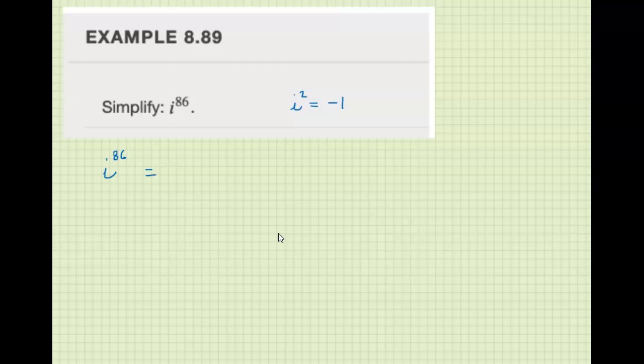The way I can rewrite this so I have an i squared is to write it as i squared to the 43, because 86 is 2 times 43. The reason I do that is because now I can replace i squared by negative 1. So this is going to be negative 1 to the 43rd power.